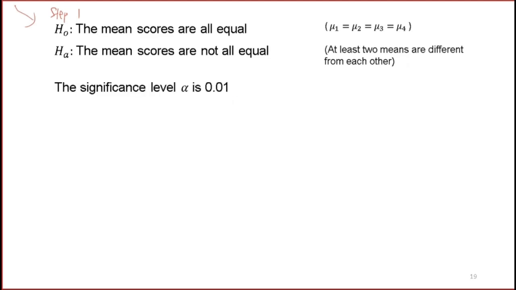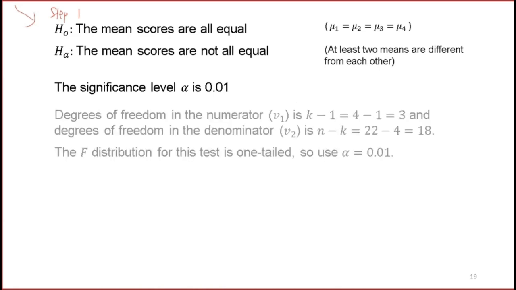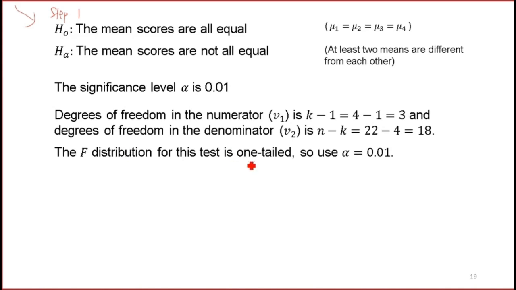The significance level alpha is 0.01. This one is a one-tail test. You need to write this in your answer. Even though you know it is one-tail, make sure you write it because this also has marks. The degree of freedom in the numerator is k minus 1. Our k is 4, so 4 minus 1 is 3. The degree of freedom of the denominator is n minus k, so n is 22 minus 4. You get 18.